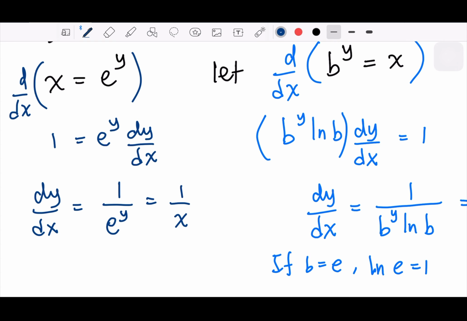I hope it's not confusing here. Okay, so basically, you derive the variable y, and when you derive, you need to multiply with dy over dx. This is the normal table.